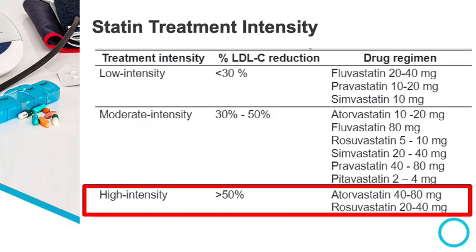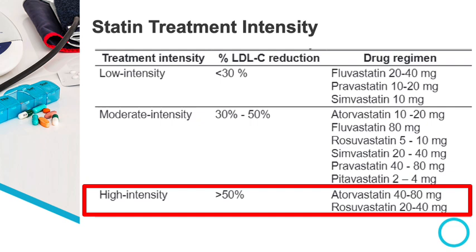Now, how do you define high-intensity statin therapy? Take note in the red box that atorvastatin and rosuvastatin are the only drug regimens included in the high-intensity statin therapy, wherein atorvastatin is given at a dose of 40 to 80 milligrams, while rosuvastatin is given at 20 to 40 milligrams. Now, what does high-intensity statin mean?